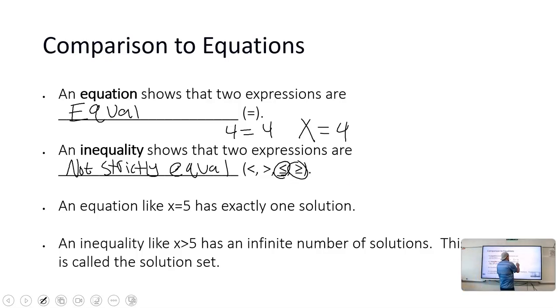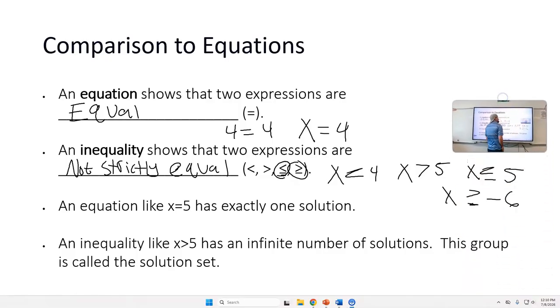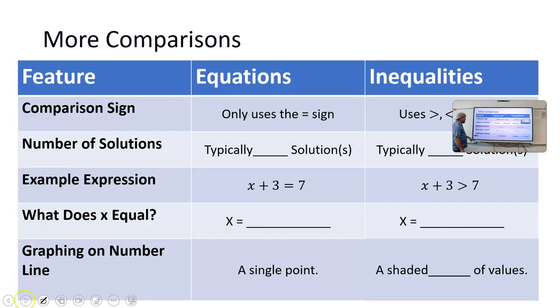So for example, we could have x is less than 4, x is greater than 5, x is less than or equal to 5, x is greater than or equal to -6. Those are just some examples of inequalities. An equation is like x equals 5. It has one solution. An inequality like x is greater than 5 has an infinite number of solutions, and that group is called the solution set. All right, so let's fill out this little table together.